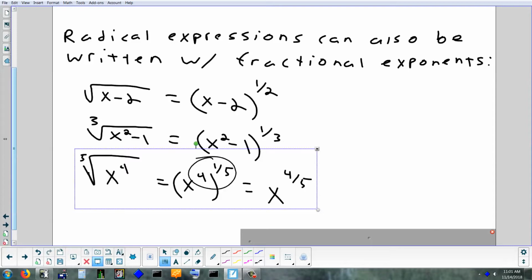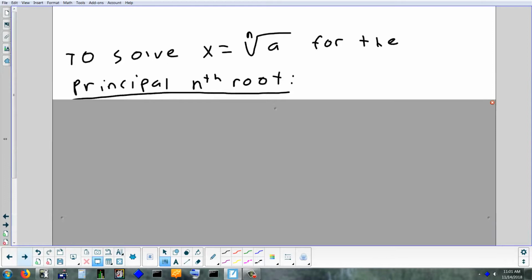Okay. We're not going to see a ton of fractional exponents in this section, but it is going to come up. All right. So if they ask you to solve an equation and they specifically say find the principal nth root, well, principal means they want one answer. When you take roots, there's multiple answers. Principal means they want just one.